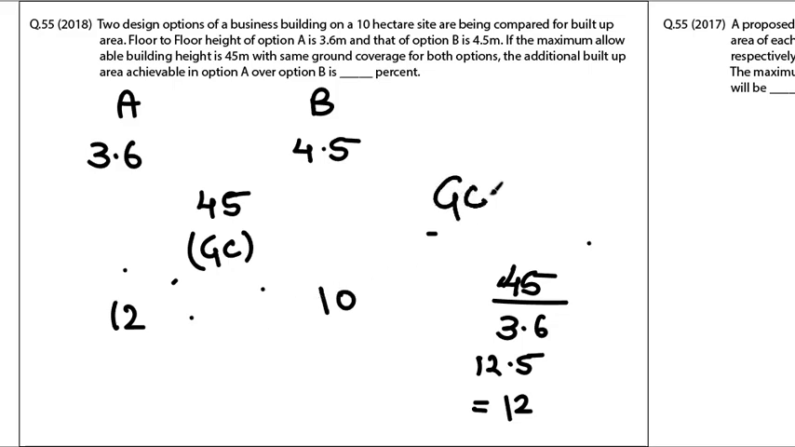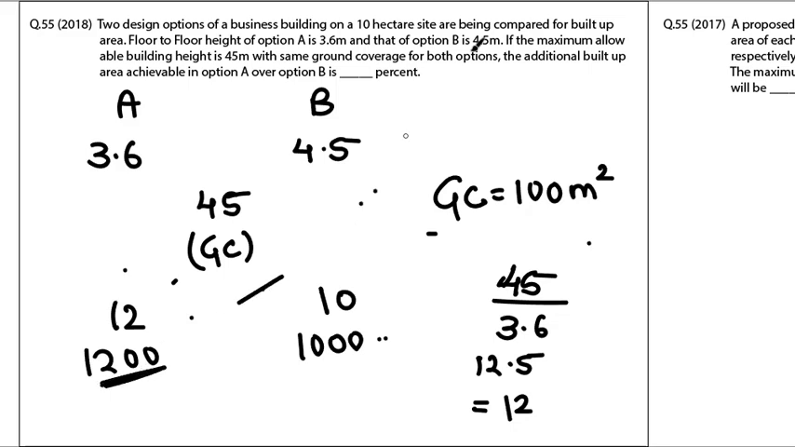Let's assume ground coverage is equal to 100 meter square. So now this total built up area will be 100 into 12, that is 1200 meter square, and this will be 1000 meter square. So now additional built up is 200 meter square. What they have asked is the additional built up area achievable in option A over option B in percent. So they have asked the amount in percent.